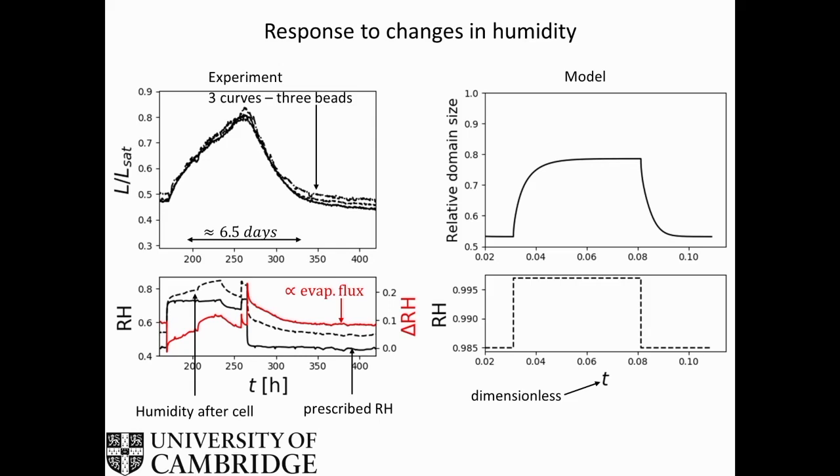As the bead size starts increasing, the bead pulls water from the air, and at the same time we see that the evaporative flux goes up as we decrease relative humidity again, so the bead also evaporates. So the change really happens at the upper boundary.